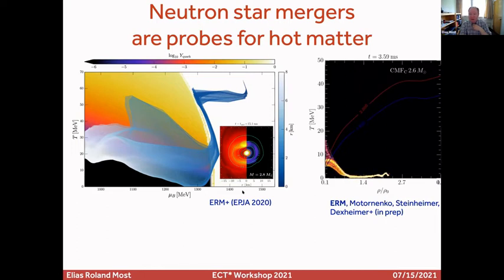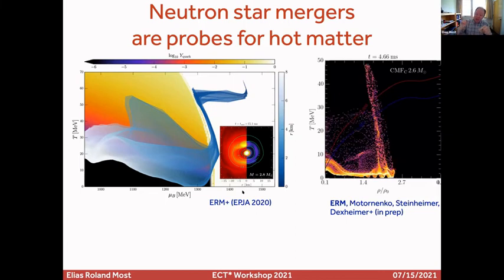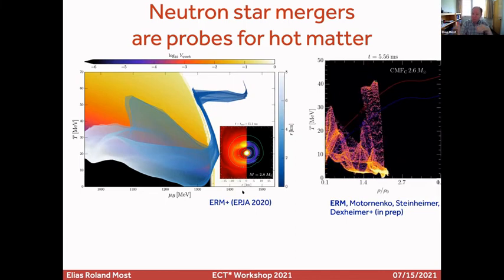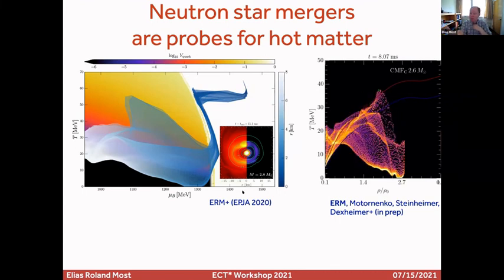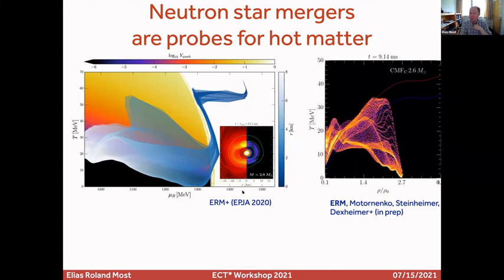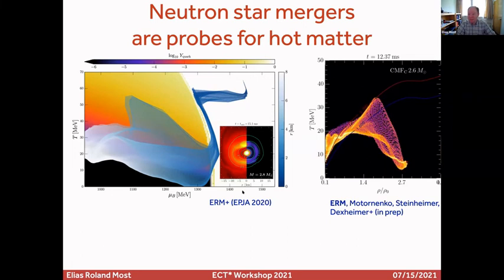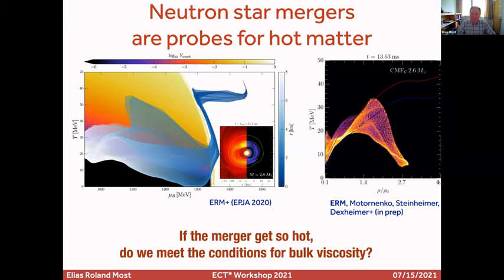And now you can see that during the merger, we start to dynamically populate this diagram, and we start to probe very high temperatures compared to the scale where bulk viscosity was active. So bulk viscosity was active at scales of a few MeV, but here you see we populate regions of like 20, 30 MeV. So the natural question is, well, if this was so hot, why could this effect ever be present? That was what I thought over many years, actually, that it couldn't work.